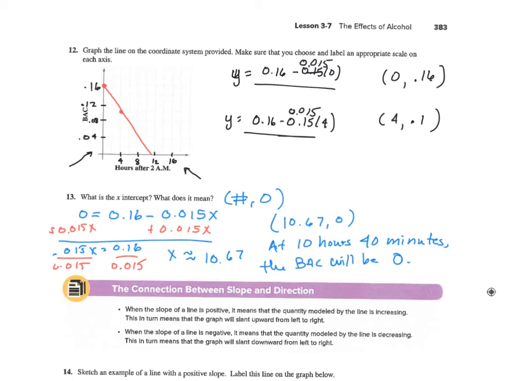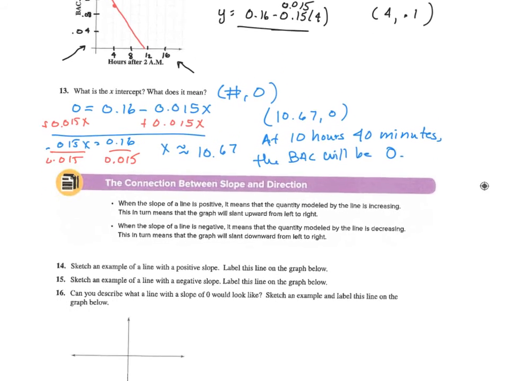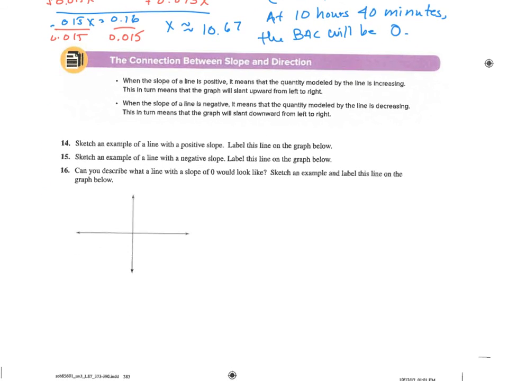All right. So on, let me scroll this down. Connection between slope and direction. When the slope of a line is positive, it means the quantity modeled by the line is increasing. So remember, we said you could expect something that looks like this. If it's negative, it will be decreasing. It's going to slant downward from left to right.